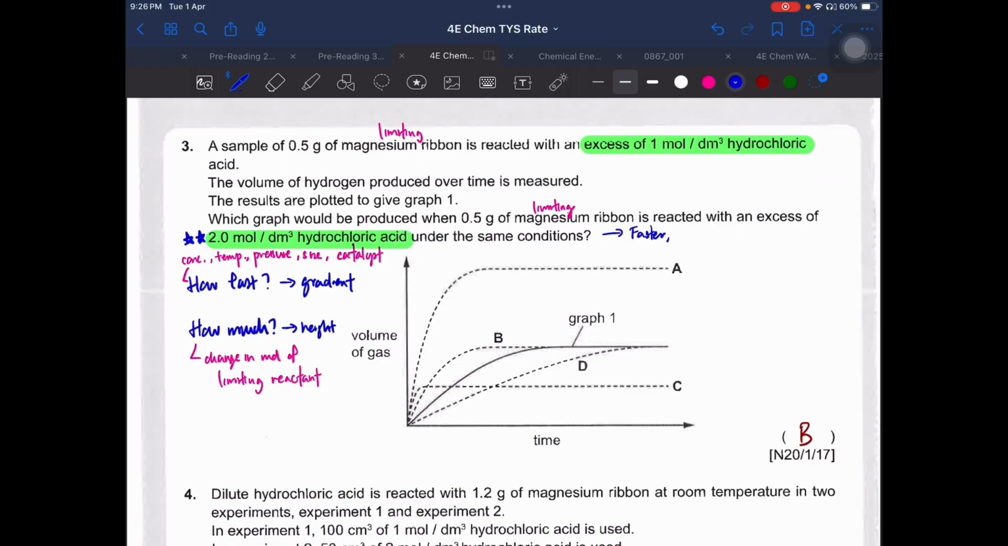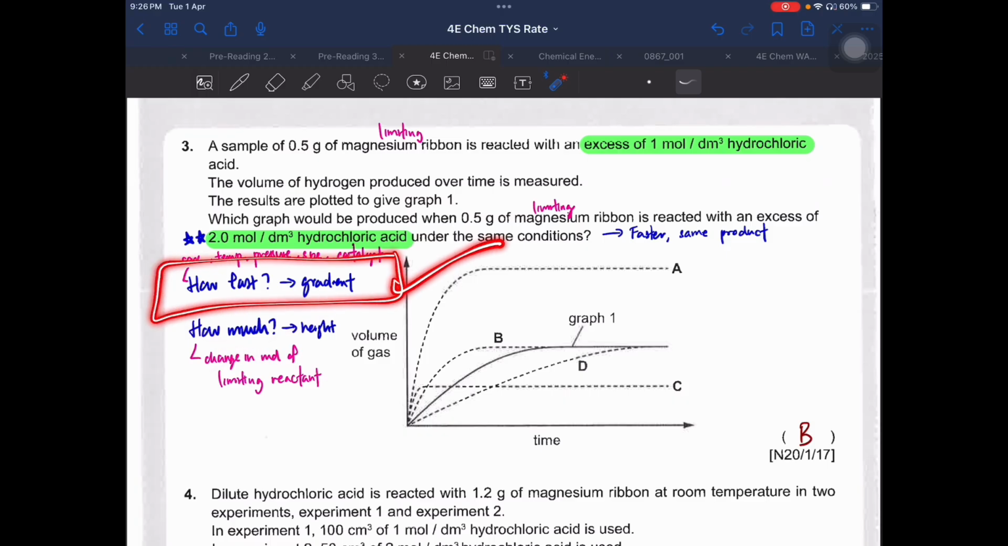Number of reactant particles per unit volume increased. Frequency of effective collision should increase. But the amount of product will still be the same. Why is it the same? Because you can change the hydrochloric acid, but the hydrochloric acid is in excess. Therefore, it will not affect the how much. So in this question, how fast is being affected, but how much actually stays the same.